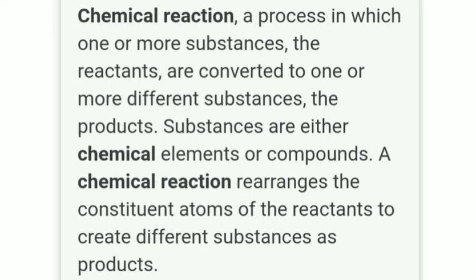Now friends, at first let's talk about chemical reaction. It is a process in which one or more substances, the reactants, are converted into one or more different substances which are called the products. Substances are either chemical elements or compounds. A chemical reaction rearranges the constituent atoms of the reactants to create different substances as products. Take a screenshot if you require.